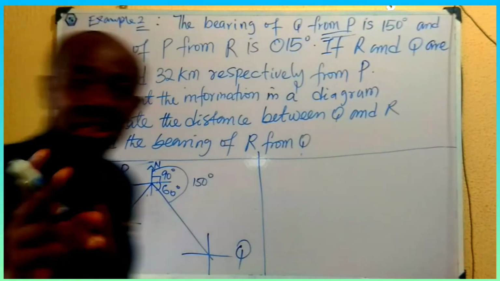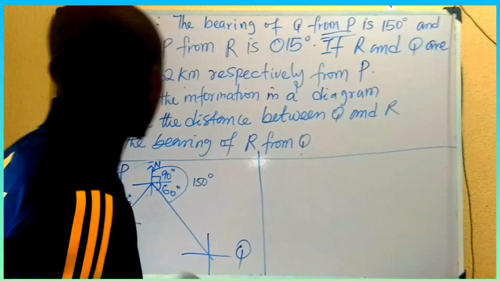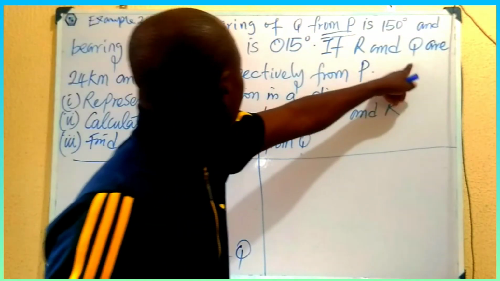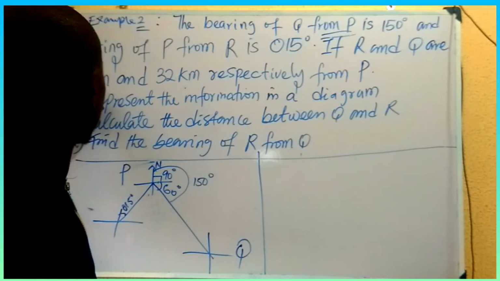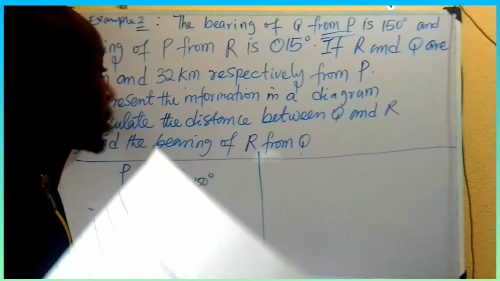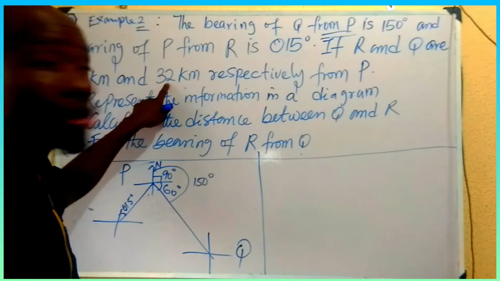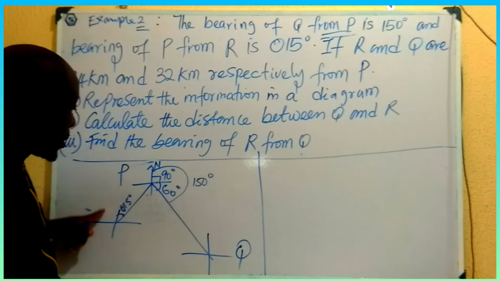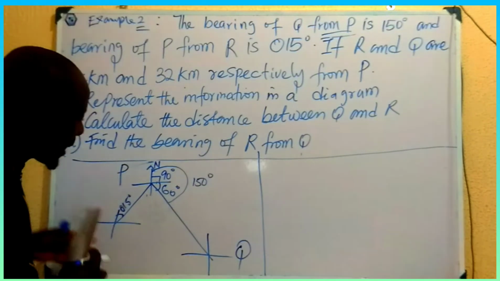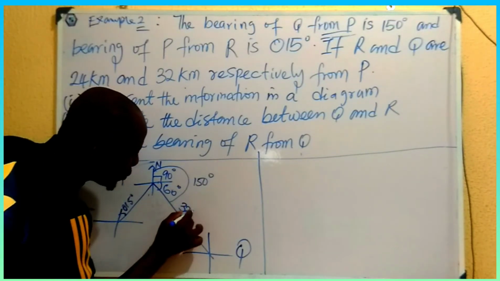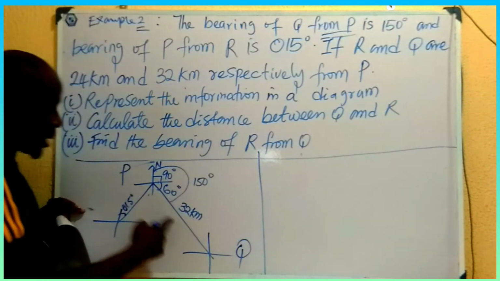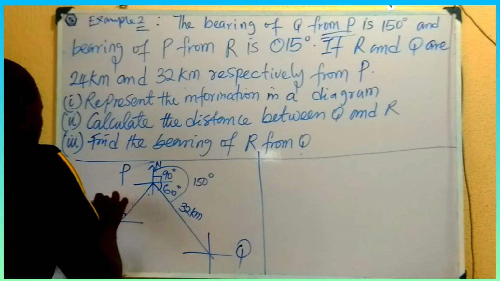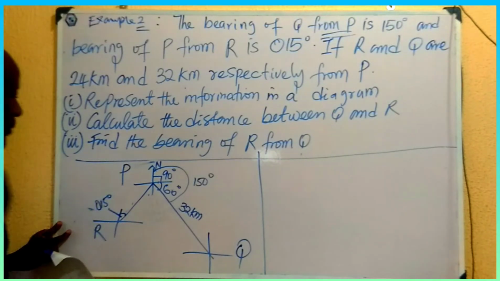Another thing you need to pay close attention to is the distance. They say R is 24 kilometers away from P, and Q is 32 kilometers away from P. It means that Q must be longer than R, because Q here is 32 kilometers, and it's longer. So let us remove this angle here and put it here, 015 degrees. So this is our R.